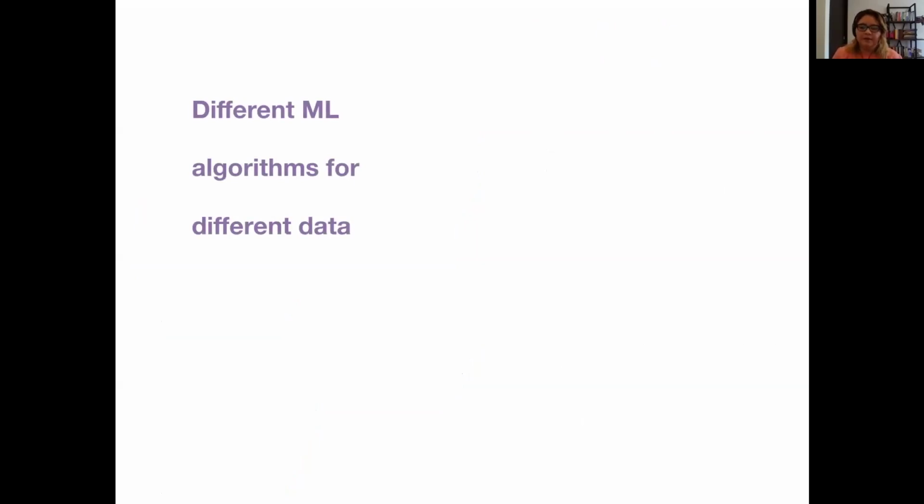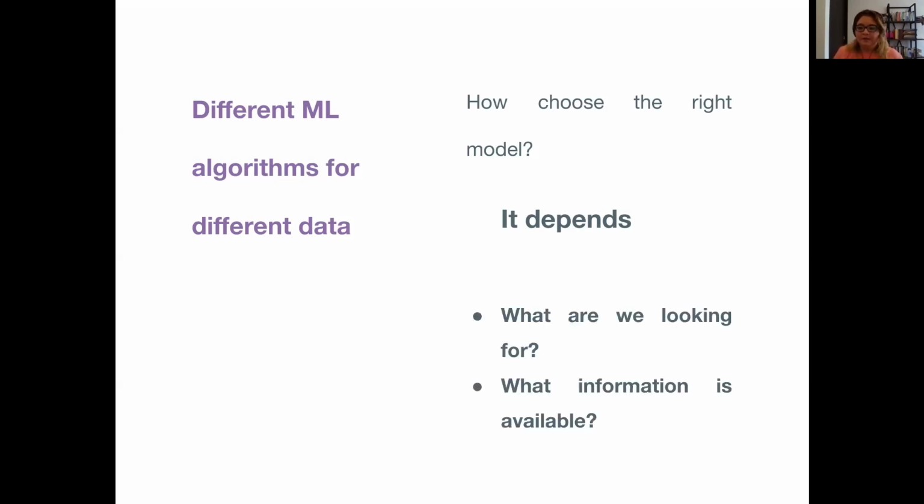So now we have different machine learning algorithms for different data. And the logical question is, how do we choose the right model? It depends. So it depends on what? Basically two things. First, what are we looking for? Because sometimes we say, well, I want to do machine learning. Okay, but maybe you can resolve your problem just with a scatter plot. So it's very important, before starting to train models, to be sure of what we are looking for. And the next important thing is what information is available to me. Because of course, if we don't know the labels, we cannot use supervised algorithms.